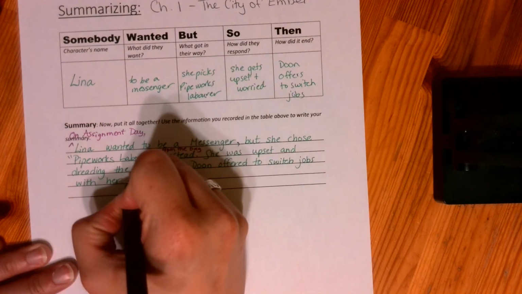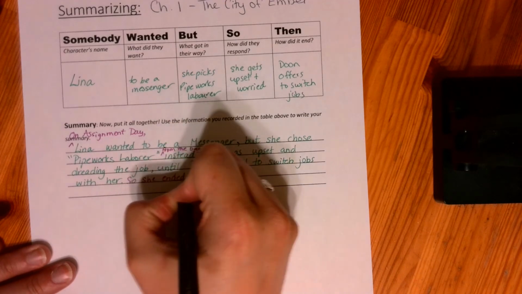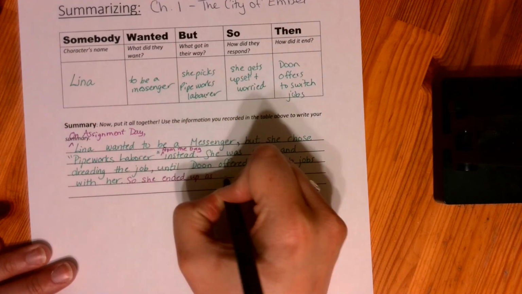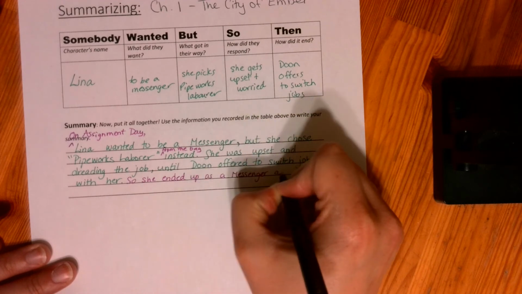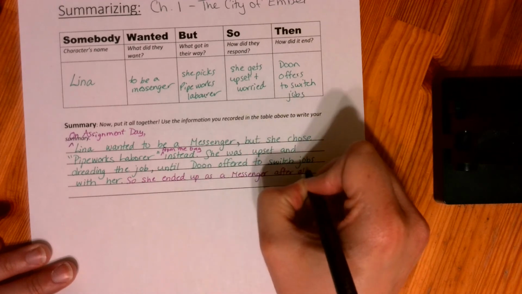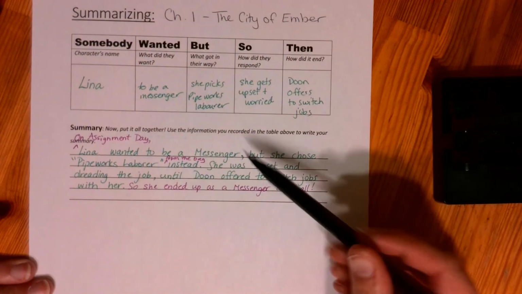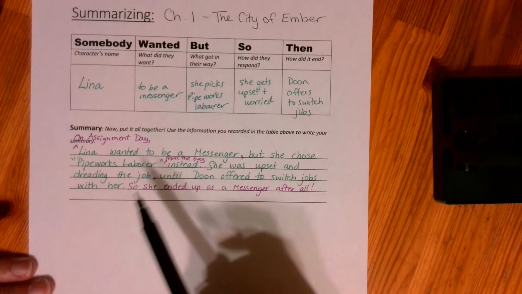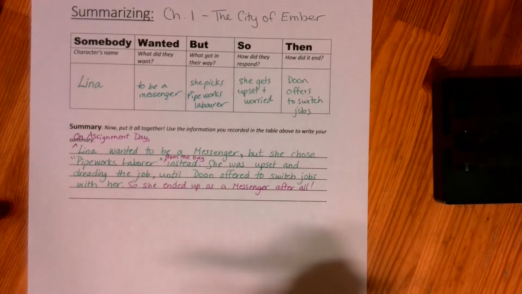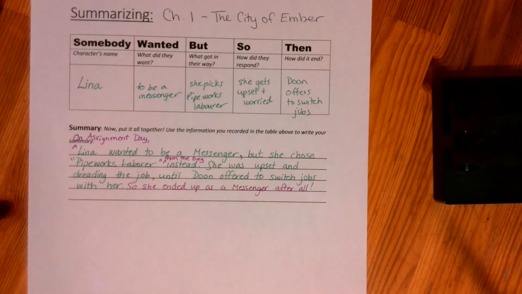So she ended up as a messenger after all. Right? I can choose to fancy up my summary by adding in a few more details, which is nice because it gives us a little bit more. But I really shouldn't add too much more than that, because remember, the whole point of a summary is to focus on the main ideas, right?